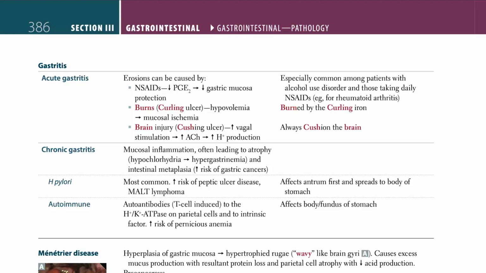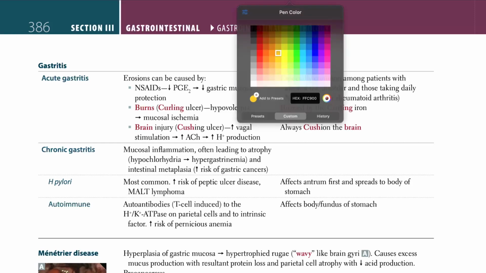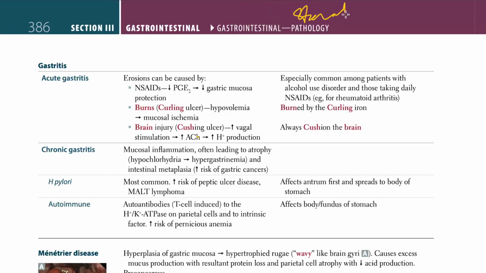All right. Today we're going to be starting with the stomach pathologies. The first thing we are going to be looking at is gastritis. Gastritis is of two types. One is acute: something happened acutely that caused gastritis acutely. Then there's chronic: something has been happening that leads to chronic gastritis.